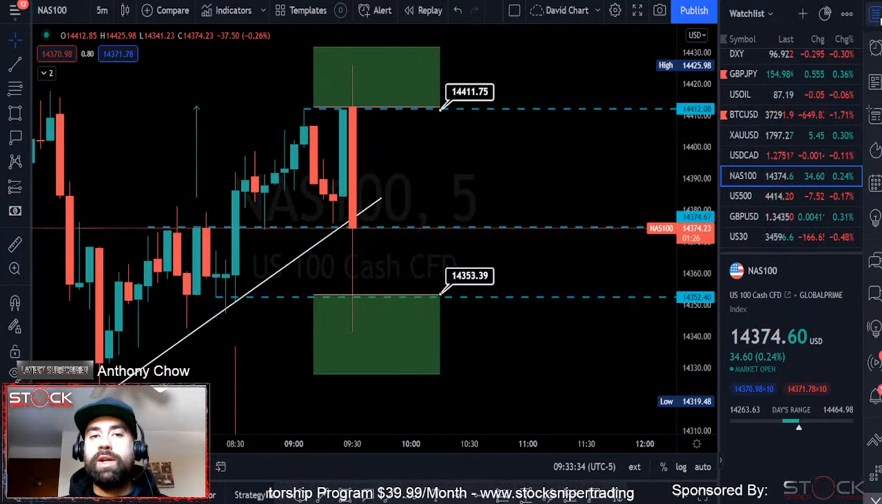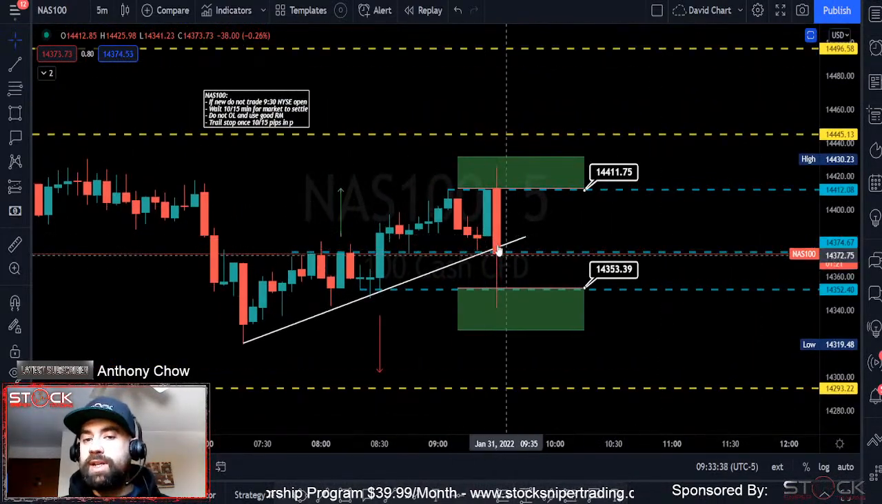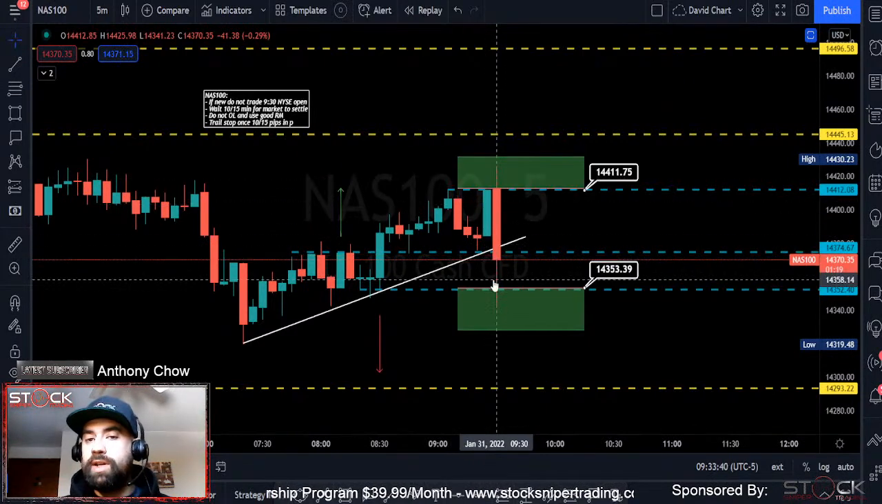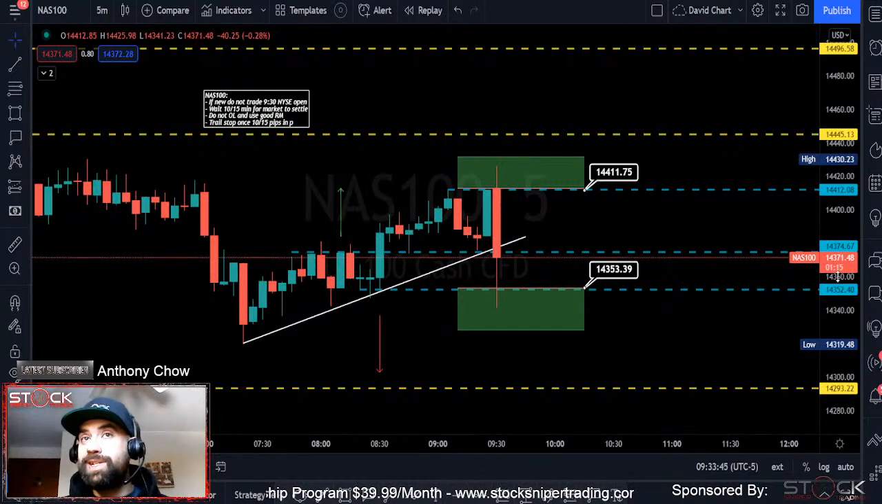Look at the big wick on Nasdaq, okay? So do you see how you wait 10-15 minutes, let it do its thing, because it's wicking up and it's wicking down. This is the first 9:30 candle, and there's still about a minute and 16 left.